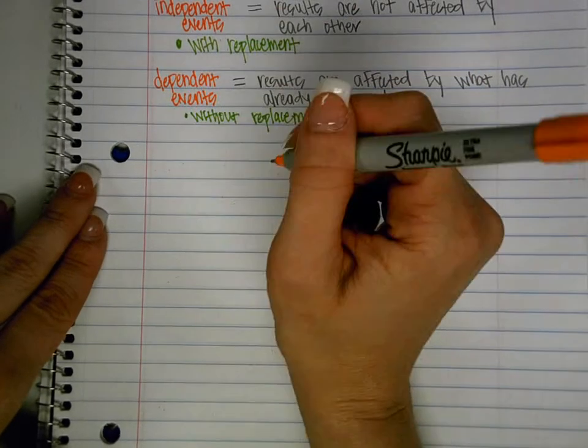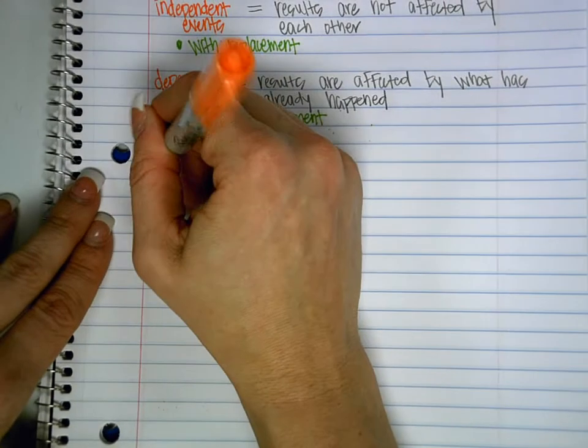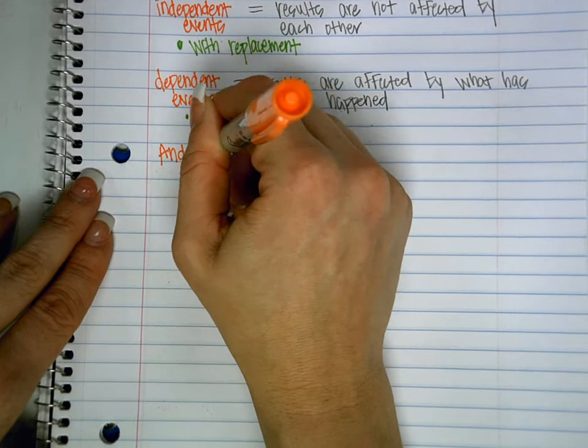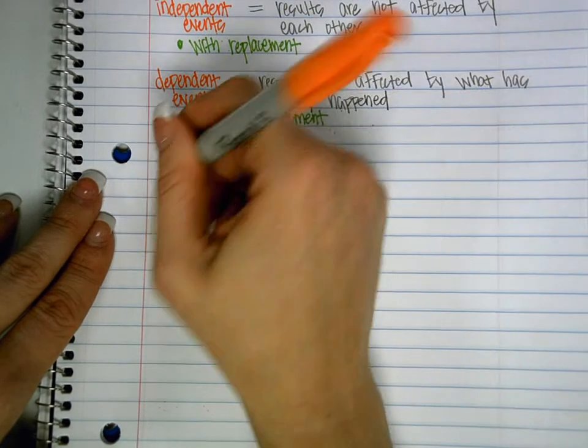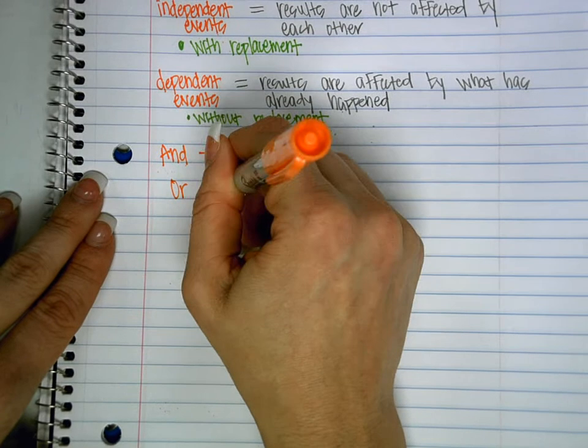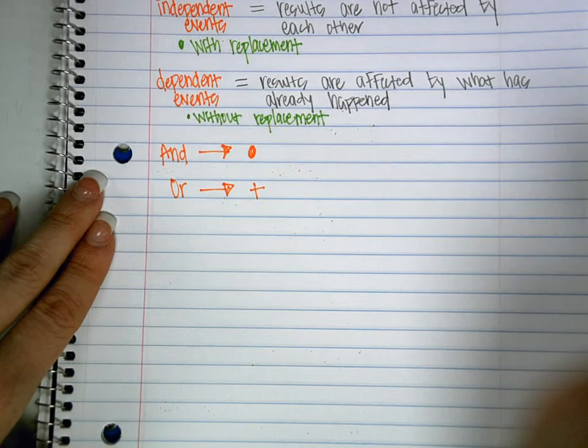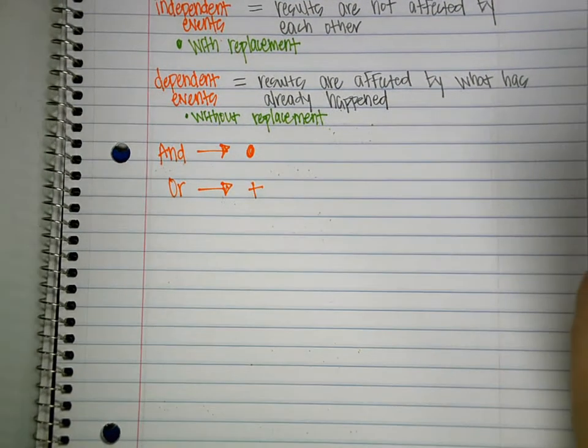A couple more things I want to go over is, what does the word and mean? What does and tell you to do? And tells you to multiply. The word or tells you to do what? Add. Okay, and means multiply, or means addition.